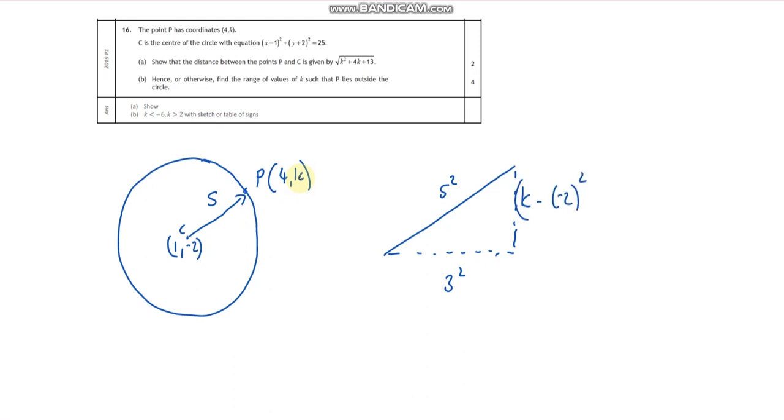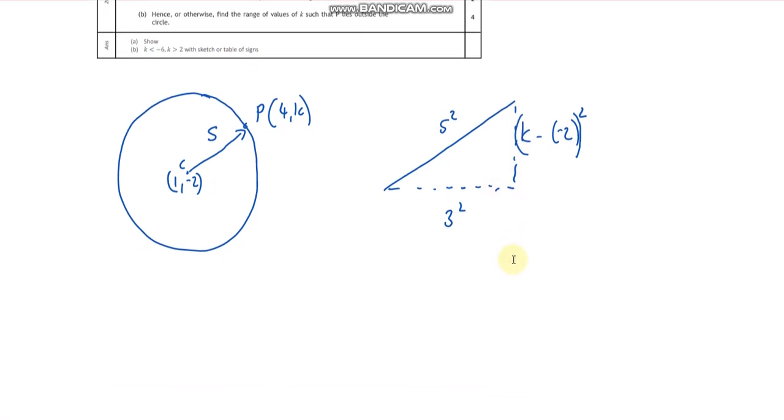And this is the tricky bit. So people don't really like that. They're kind of saying to themselves, oh, wait a minute, is it 2k, is it 2 plus k? But it's the difference, yeah? I did 4 take away 1 to get me this distance. So I'm going to do k take away negative 2 to give me that distance.